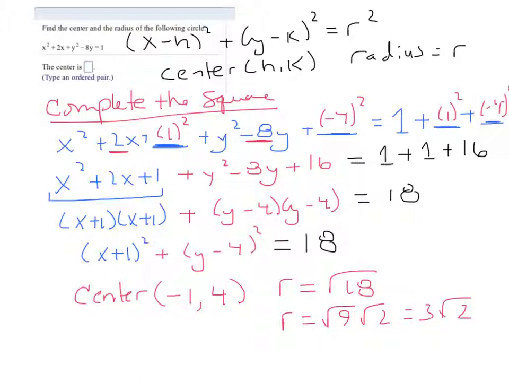So I guess I can't remember, I guess they wanted the center, and probably in the next part they'll ask for the radius after you get that entered. But it looks like the center is negative 1, 4, and the radius is 3 root 2. I hope this helps.